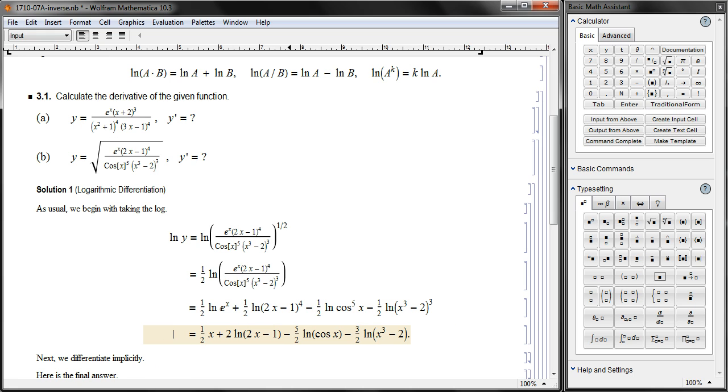Simplify just a little bit further. Exponential and log cancel out, so we have 1/2 of x. And then 4 comes out, and we have the simpler coefficient. 5 comes out, and we have 5/2 here. 3 comes out, and we have 3/2 power. So here's the simplification. Now we take the derivative implicitly.